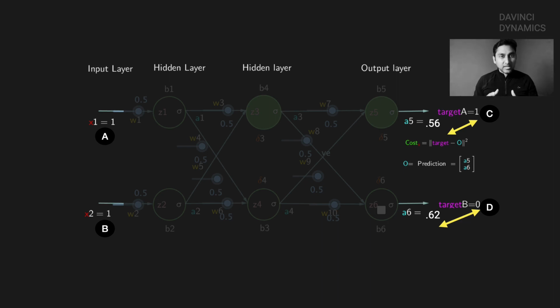This cost represents how far off our network's predictions are from the target outputs. During training, we will use backpropagation to adjust the weights and biases in a way that minimizes this cost.